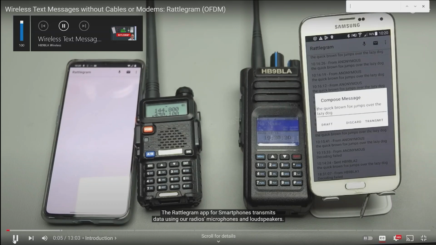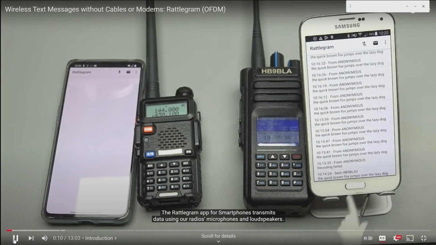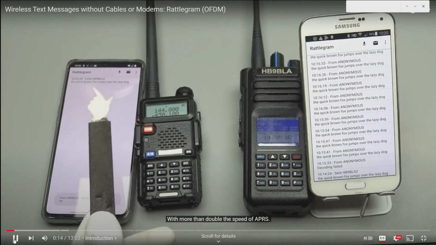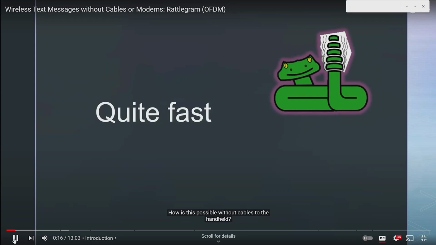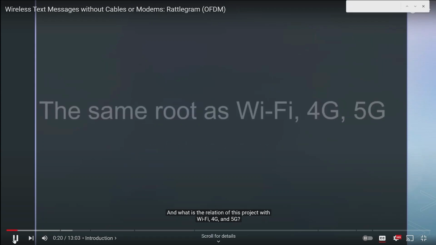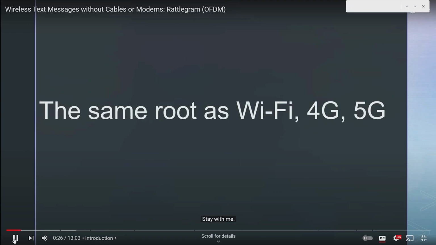Phones transmit data using our radio's microphones and loudspeakers, with more than double the speed of APRS. How is this possible without cables to the handheld? And what is the relation of this project with Wi-Fi, 4G and 5G? Stay with me, I will tell you an interesting story.